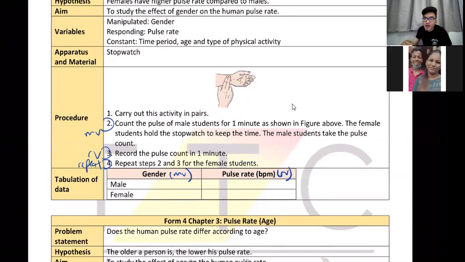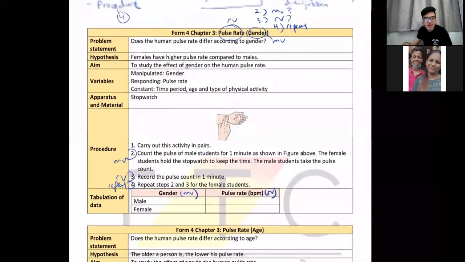Because what you are doing now, you are planning the experiment. Have you done this experiment? No. Do you know the result? No, unless you're Doctor Strange, you can see into the future. No, you cannot see the future. So you just leave it blank because you have not done this experiment yet. Okay, so leave it blank. All right, so this is how you write an experiment, you see.